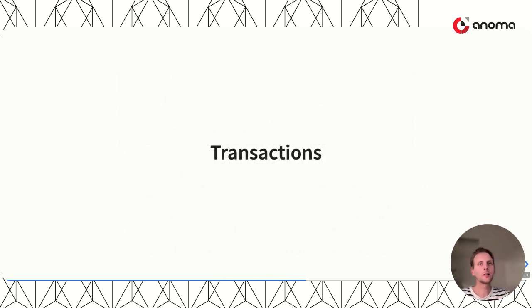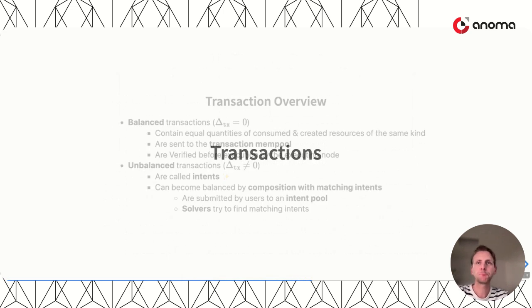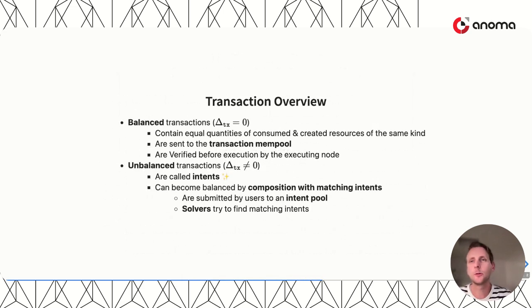Okay, so let's look at transactions in more detail. A transaction can be balanced if it contains equal quantities on both sides, so on the consumption and creation side. If there is the same number of resources of some kind, then this is a balanced transaction that can be executed if all other criteria are met.